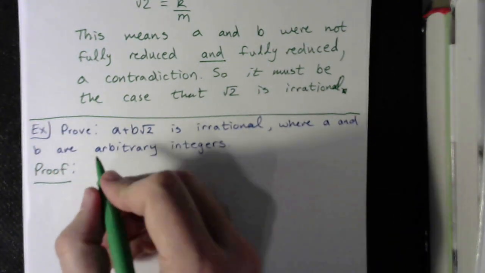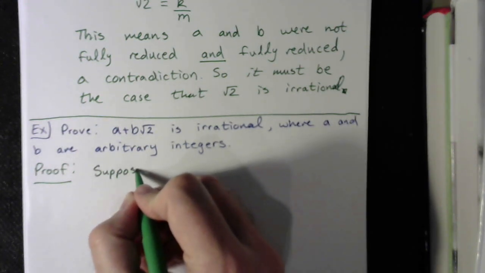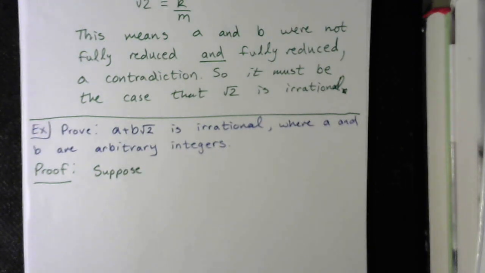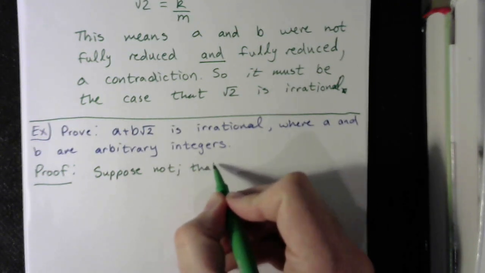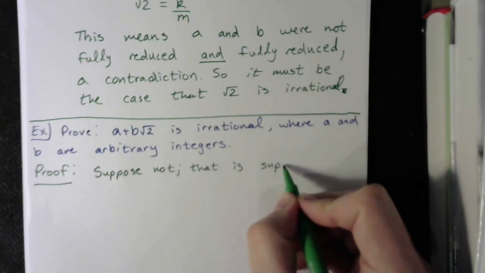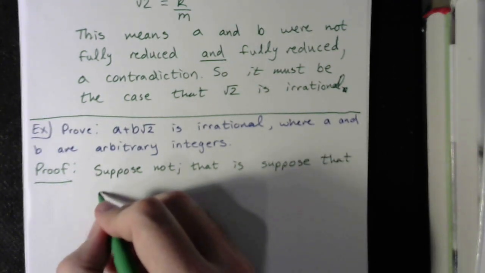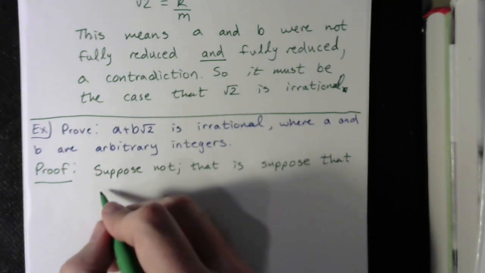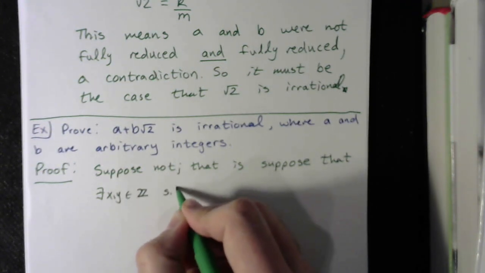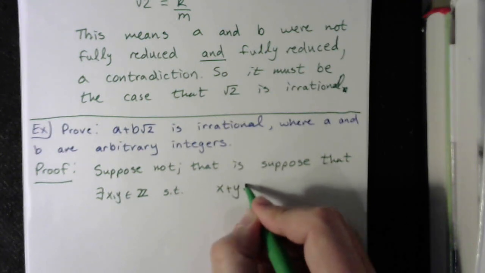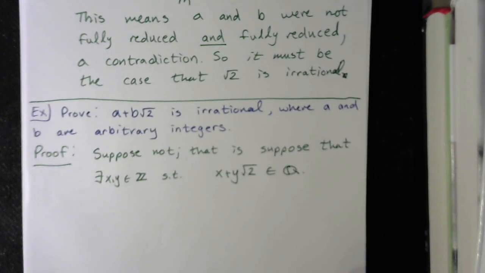So the proof. Again, I'm going to use a contradiction proof here. You can do this with a contraposition proof, but you know me, I love me some contradictions. So we're going to suppose not. That is, suppose that there exists an x and y in Z such that x plus y times the square root of 2 is in Q, is rational.